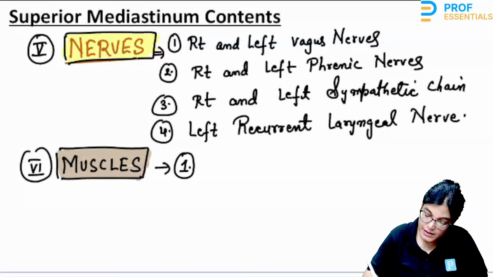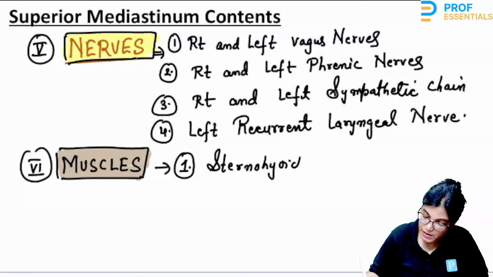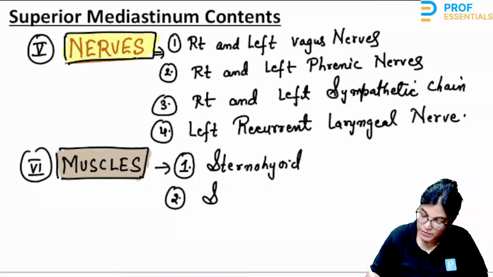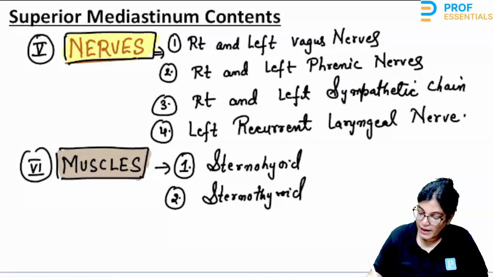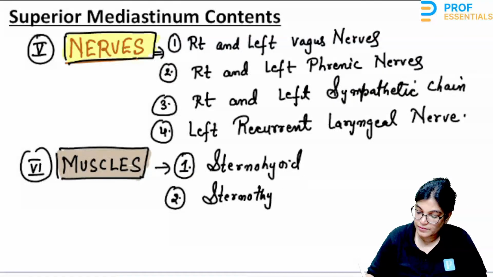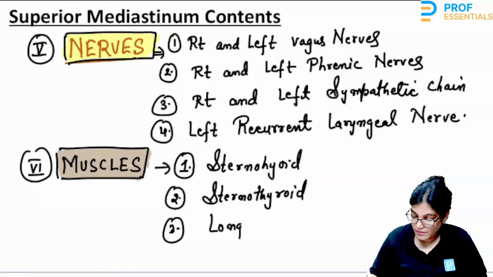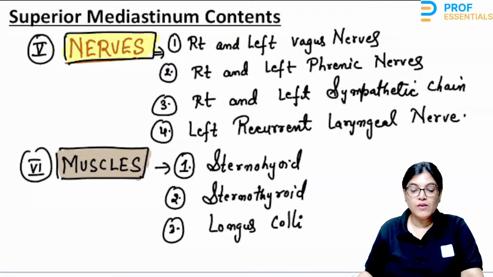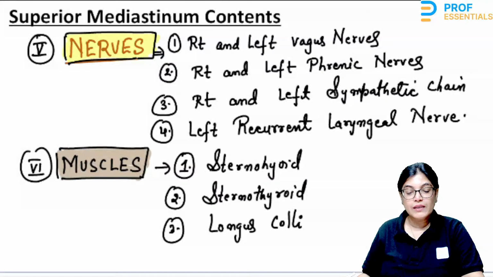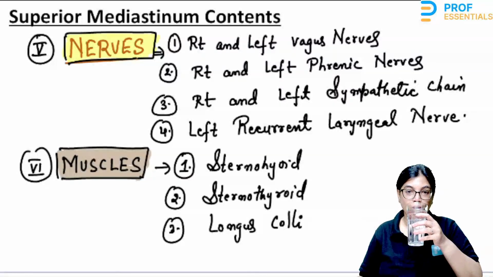So, we will have sternohyoid, we will have sternothyroid muscles, and we will have the longus colli muscle. Okay, so we are now with a list of all the structures. We have written all the structures which are residing in the superior mediastinum.